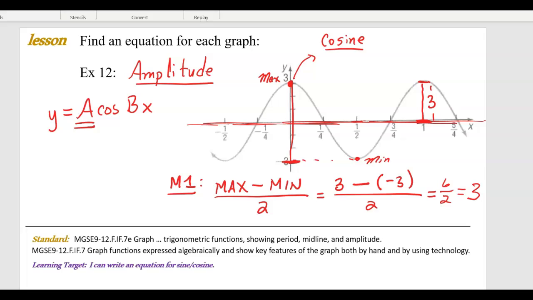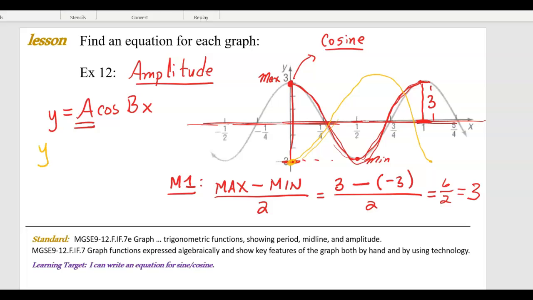Okay? Now, is a 3 or negative 3? Remember, the original cosine function starts up on the y-axis, up, and goes down and up. So this implies that a is going to be a positive value. If the curve started down here and went up and then down, that would imply that a is going to be a negative value. Okay, so that's something a little later. We'll spend more time with that.